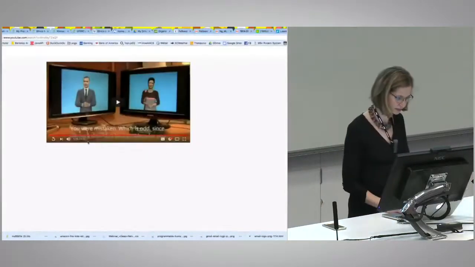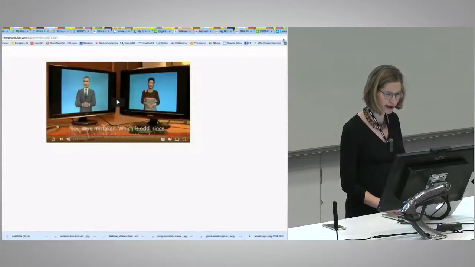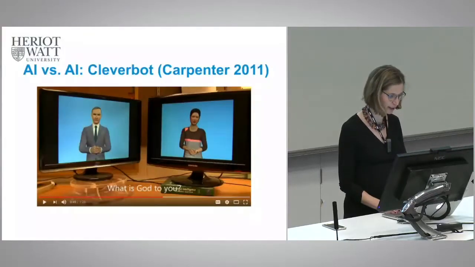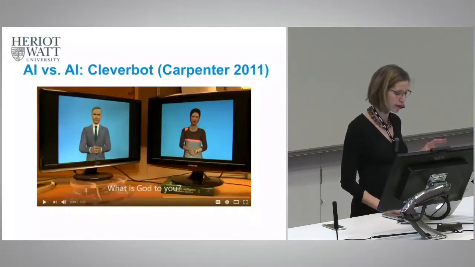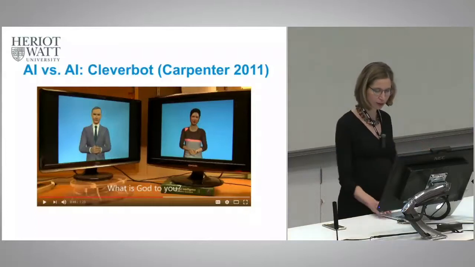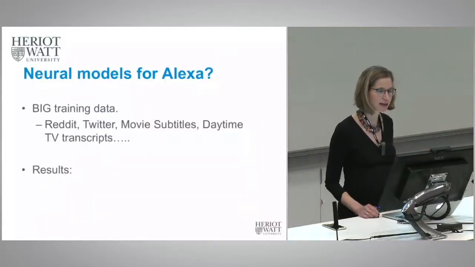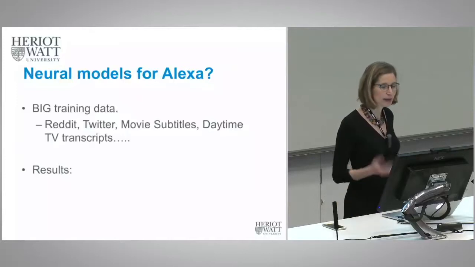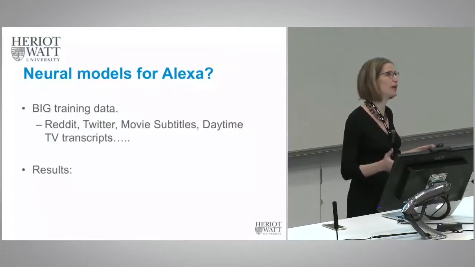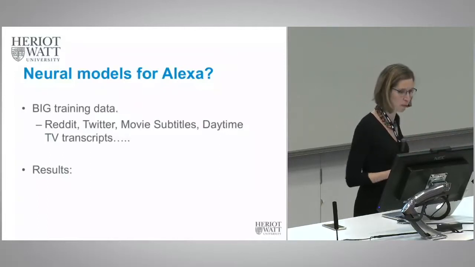Right. As you can imagine, we were very impressed after watching this video. And this is the system talking to itself, by the way. So we were hoping to do the same for our Alexa challenge. What we did, we implemented a neural model and we trained it on a really big data set. We got data from Reddit, we got data from Twitter, we got movie subtitles, we got daytime TV transcripts, and we threw that all onto our neural model and we trained it.